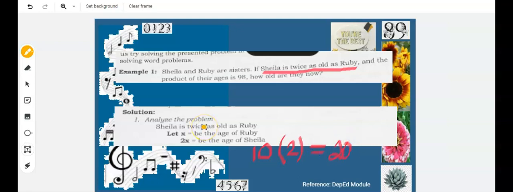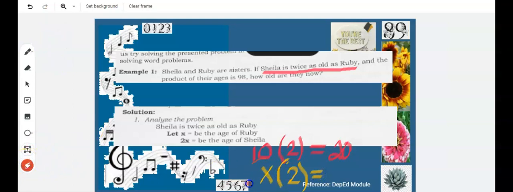Karon, wala man ta kahibalo sa age ni Ruby, no? Diri nga problem, wala ta kabalo sa age ni Ruby. Mao nga gi-represent nato ang unknown nga age ni Ruby with letter X. So we say, let X be the age of Ruby. So we represent the age of Ruby with X. Unsa gani ang operation or unsa ang atong buhaton sa age ni Ruby para makuha ang age ni Sheila? Yes, so we now have the statement x times 2.